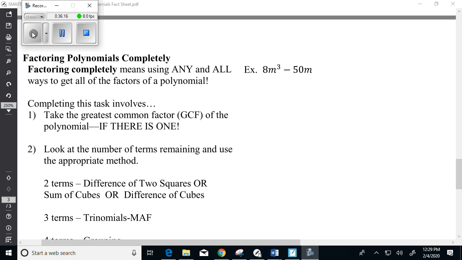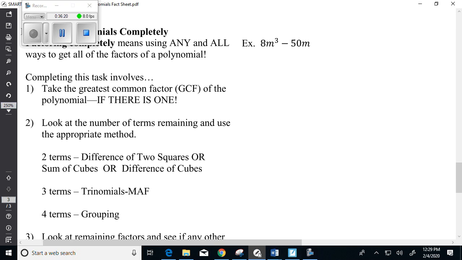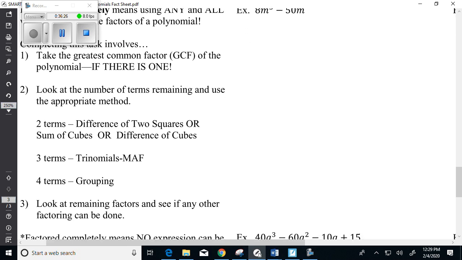So to complete this task, we start where? With the greatest common factor. Start with the greatest common factor, if there is one. Then you look at the number of terms remaining and use the appropriate method. So if you have two terms left, that's either difference of two squares, sum of cubes, or difference of cubes. Three terms is MAF. Four terms, grouping.